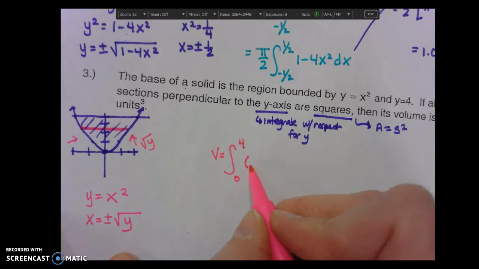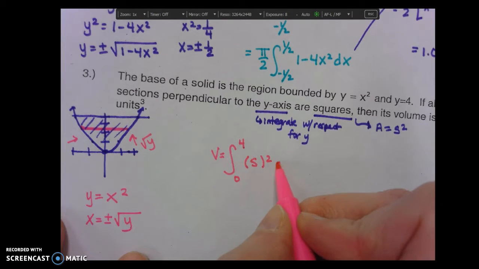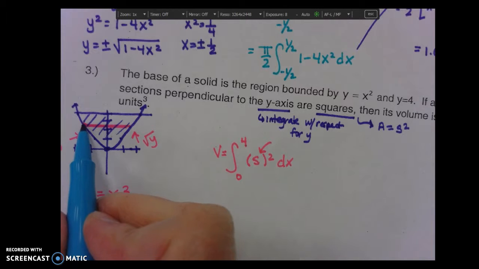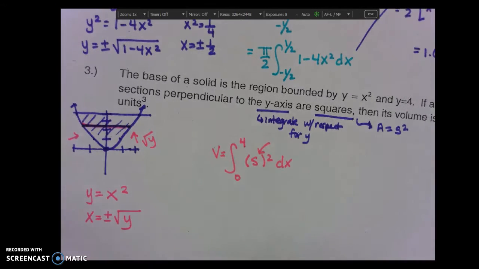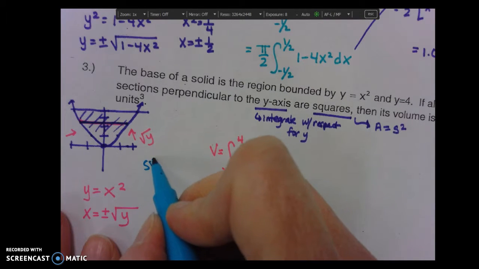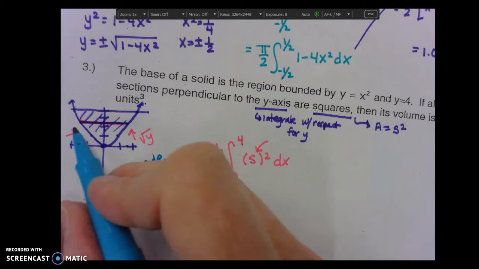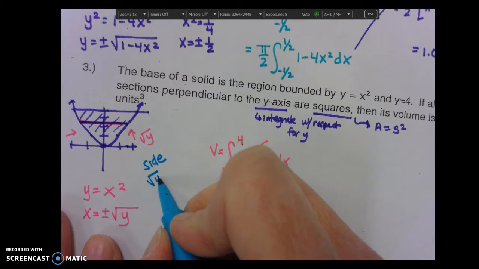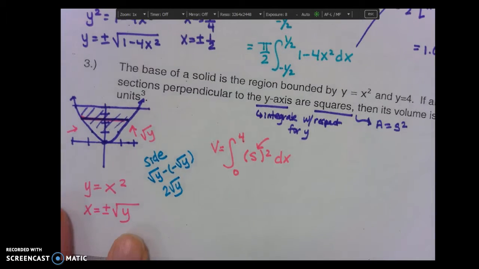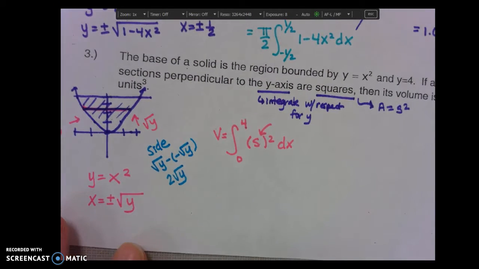Our formula, again, it happens to be that side squared. We just have to get side in terms of x. Again, our square goes from this side to this side. So just like our area under the curve or area of a region, instead of doing top and bottom, we're going to do right curve minus left curve. So our side is controlled, and its width is controlled by the square root of y minus the negative square root of y, which means the length of every side is 2 square roots of y.